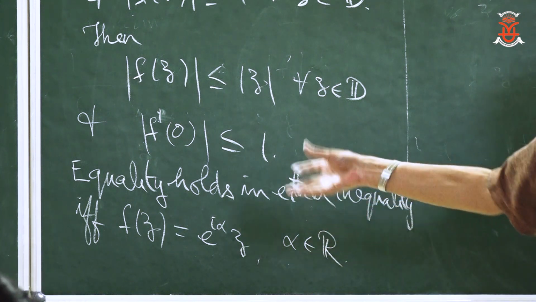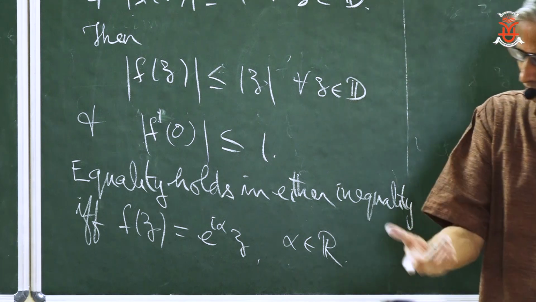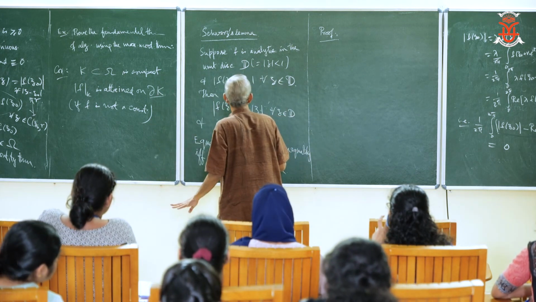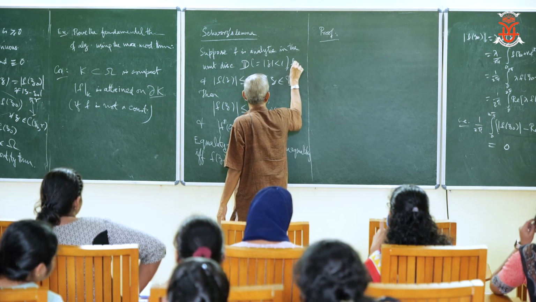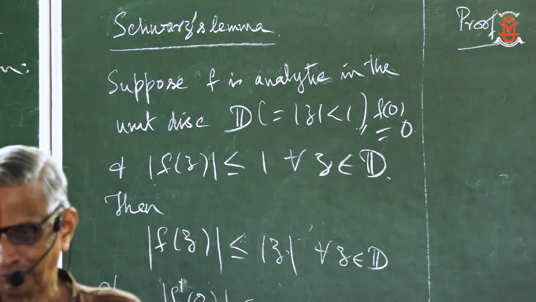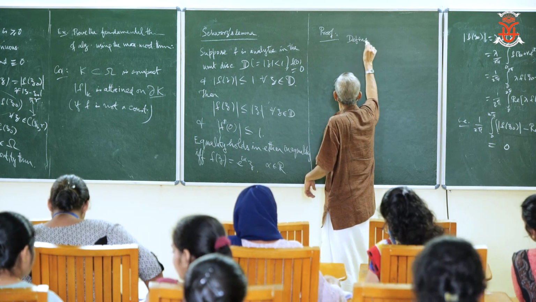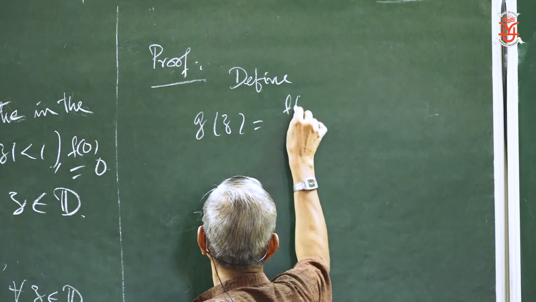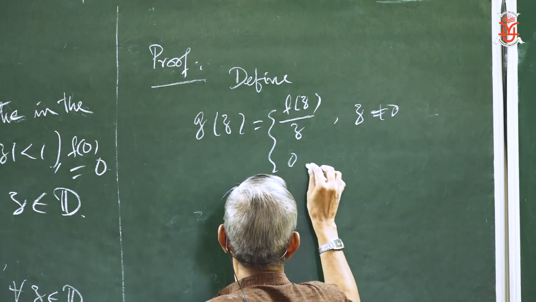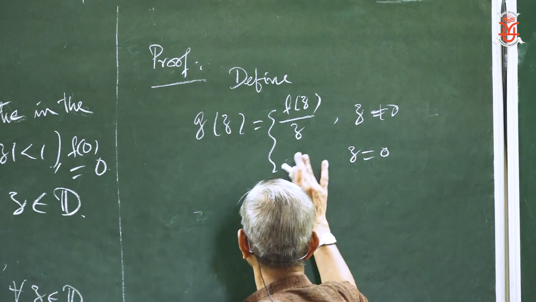So this is a rotation. Equality holds only in the case of a rotation. It is a rotation through an angle alpha, z goes to e to the i alpha times z. So define g of z equals f of z over z, and g of 0 equals f dash 0. That's the crucial thing. f of 0 is 0.